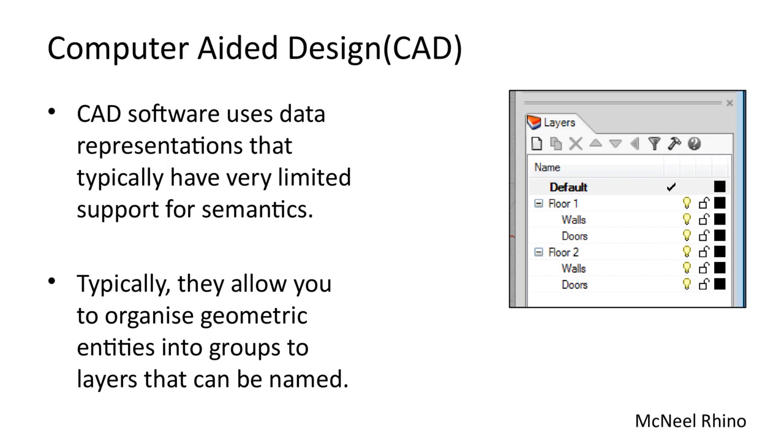In the example, a dialog box is shown, where some layers have been defined. The entity being modeled may be a building. Each floor of the building has a layer, with sub-layers for walls and doors. This is a useful way of adding semantics. But let's say you wanted to add information about the total area to the floor. This would not be possible.